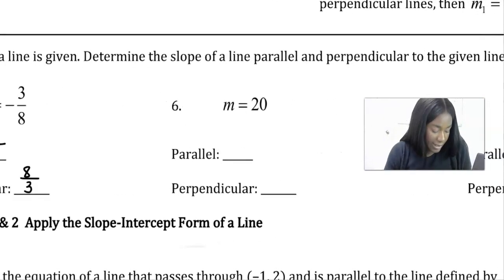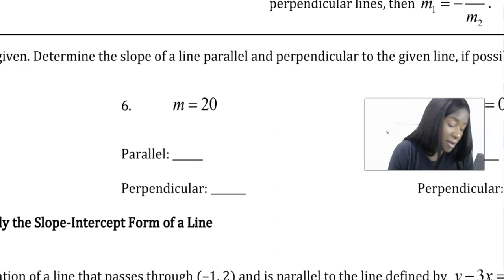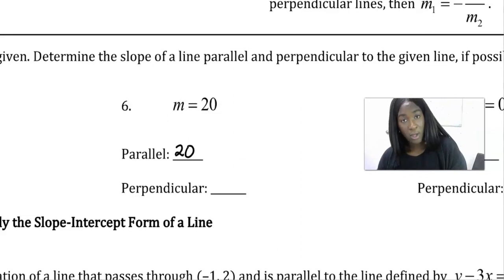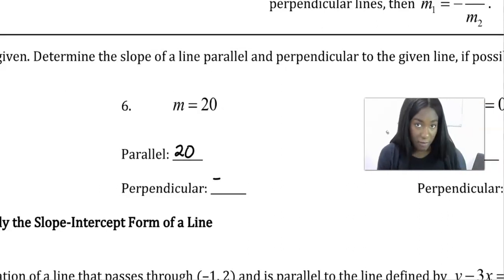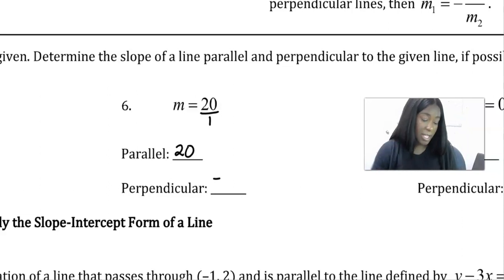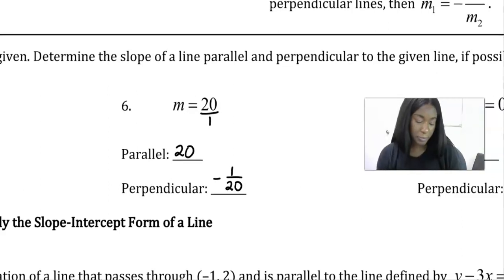For example 6, parallel lines have the same slope. So if a line is parallel to a line with slope 20, then that line would also have slope 20. If the line is perpendicular, it would have the opposite reciprocal slope. So because the 20 was positive, I'm now going to have a negative. 20 is 20/1. I'm going to flip that, take its reciprocal, to get -1/20.